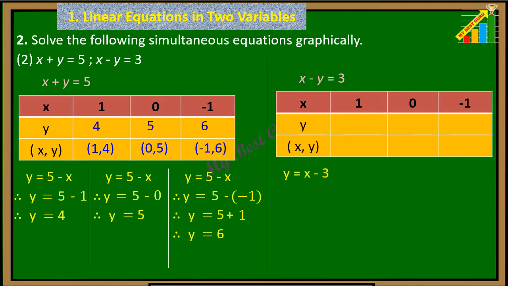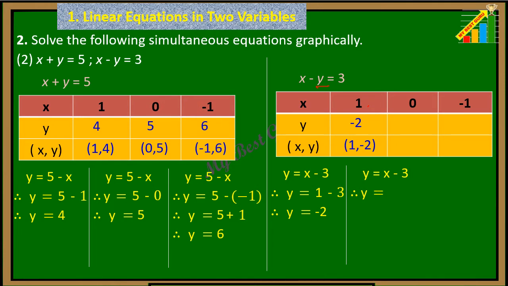So x is 1, 0 and minus 1. So y is equal to x. We just replace this y over here, so it is plus y and this will be minus 3. So you have the equation y is equal to x minus 3. So y is equal to the value of x, put the value of x as 1. So it is 1 minus 3. So y is equal to 1 minus 3, which is minus 2.